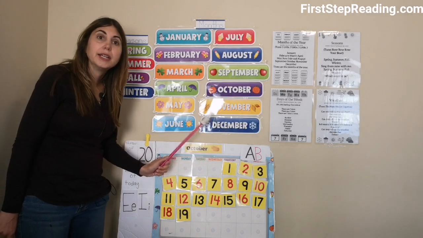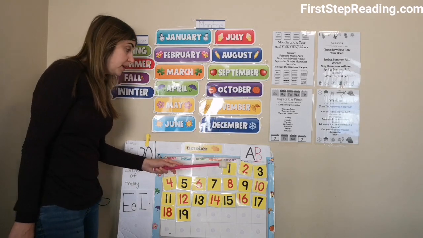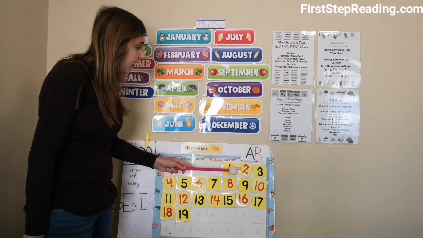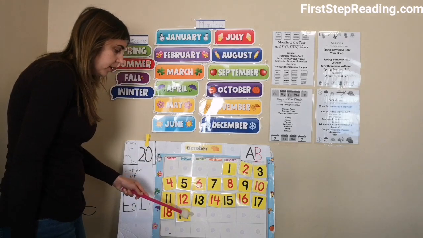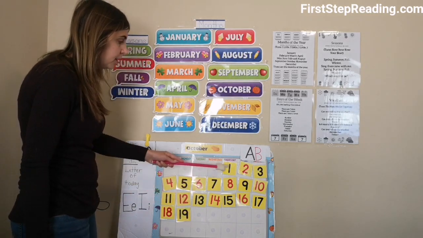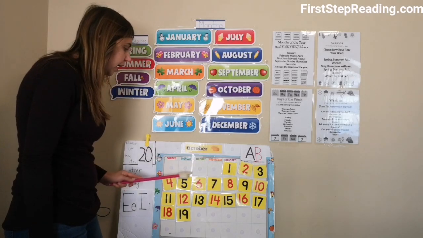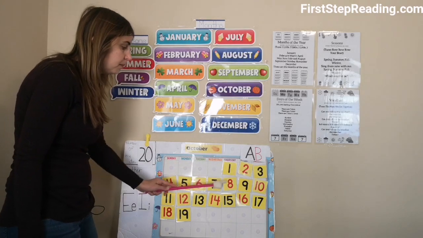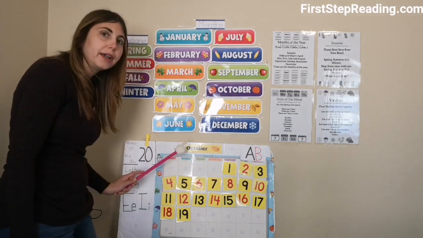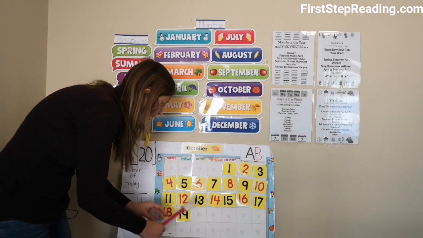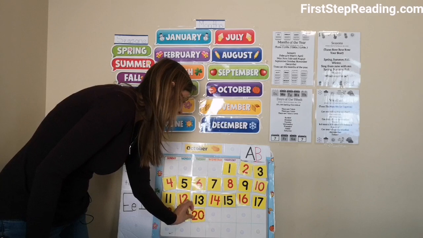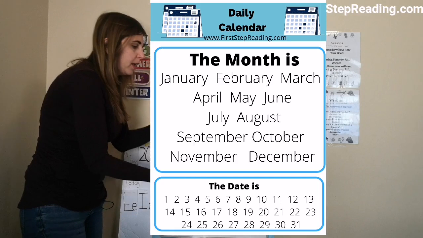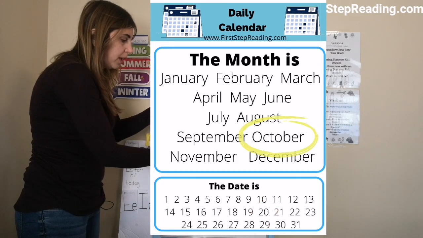My calendar has an A-B pattern. That means it changes between two different things, black and red. So let's figure out what color the 20 should be on my calendar. Black, red, black, red, black, red, and so on up to 20. I need a red 20. So you can do your calendar at home, and you can circle your month and your date.